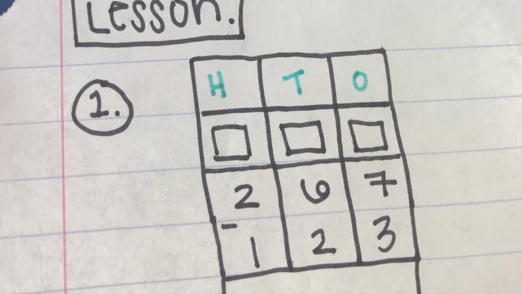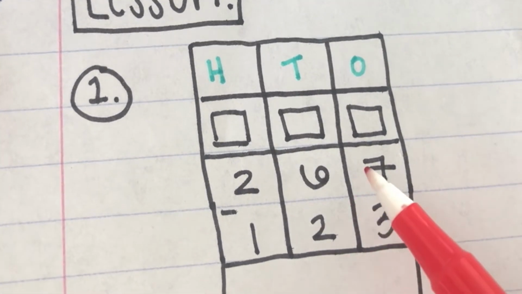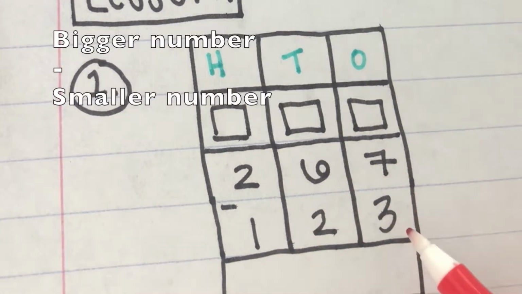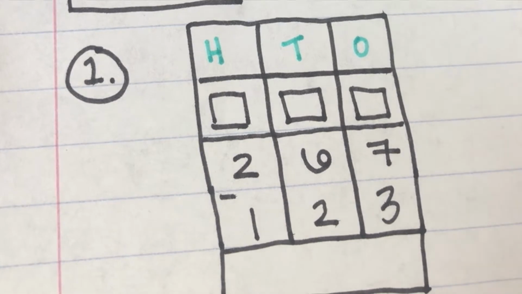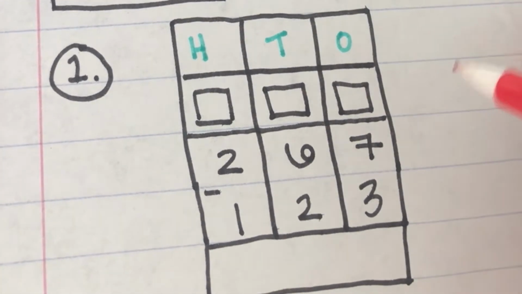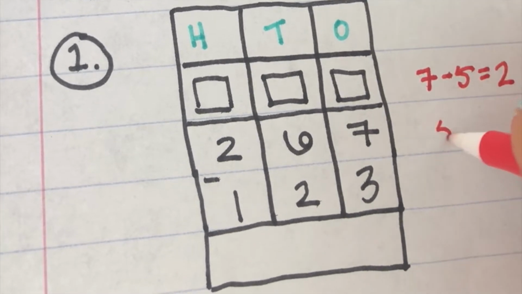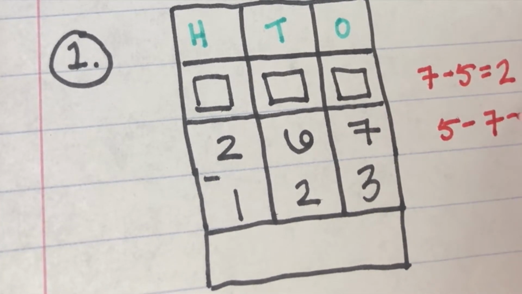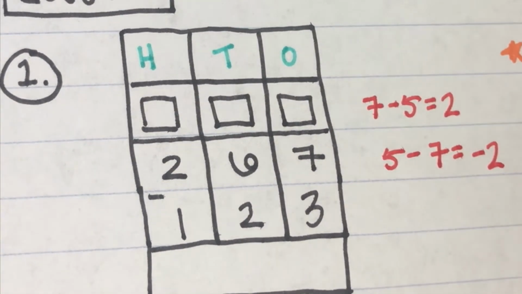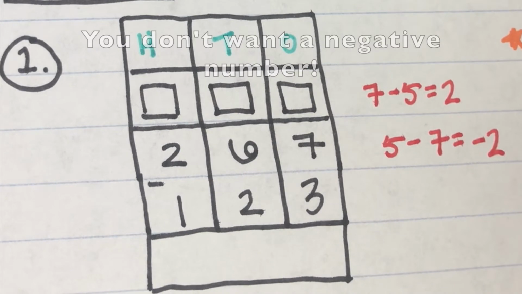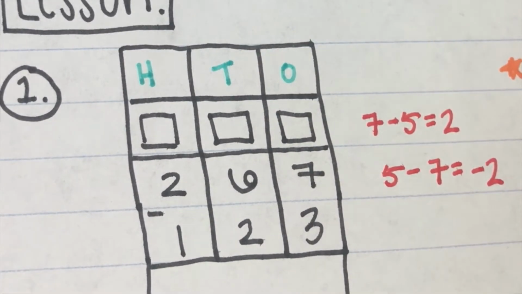So when you're subtracting large numbers, its order always matters. So you always want to have the bigger number on top, and then the smaller number on the bottom. The order matters, so you always want to be sure whether you're subtracting up and down or left to right, you always want to have the biggest number on top or all the way to the left. So you can't put the smaller number on top because it'll give you a negative number. So you always have to put the bigger number on top.